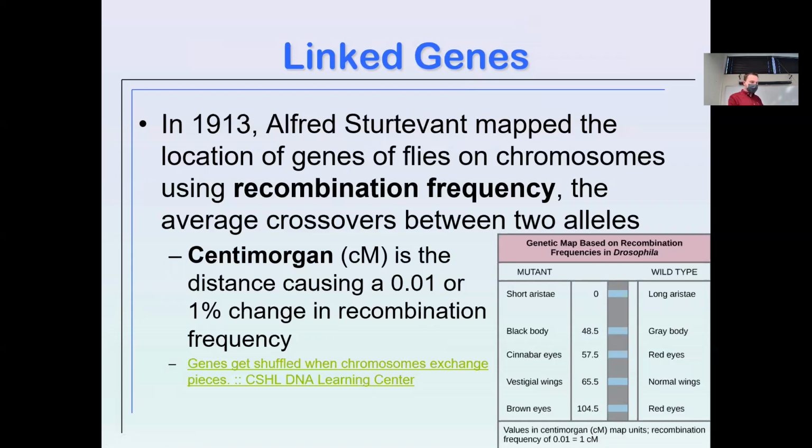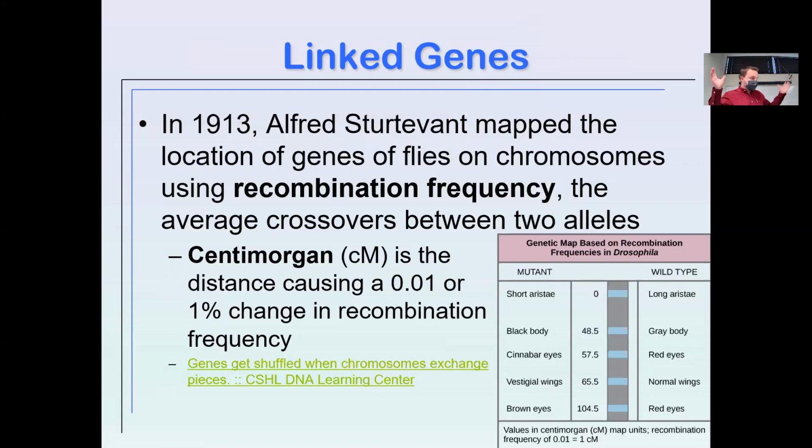So if it's 0.5 or more, those traits are going to be inherited independently: 50% recombinant and 50% parental. But if they're closer together, less than 50 centimorgans apart, then there's a possibility that they're actually going to be linked together. They're less likely to be separated or recombined independently of each other.